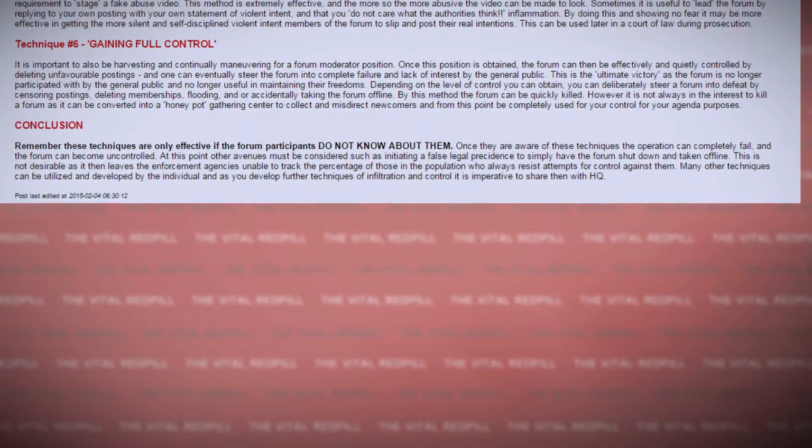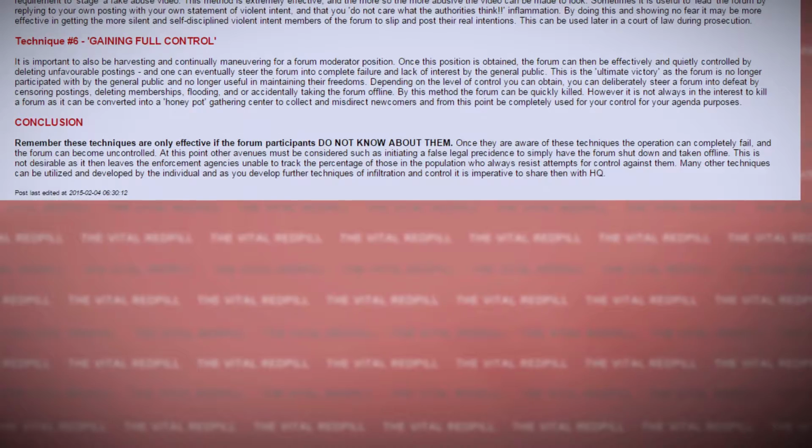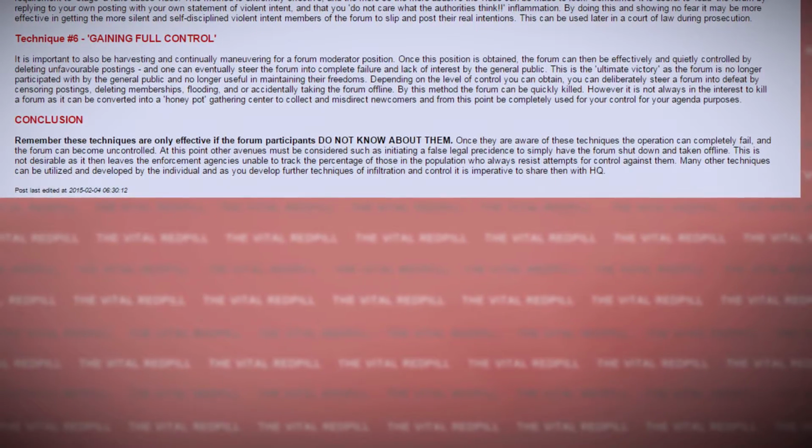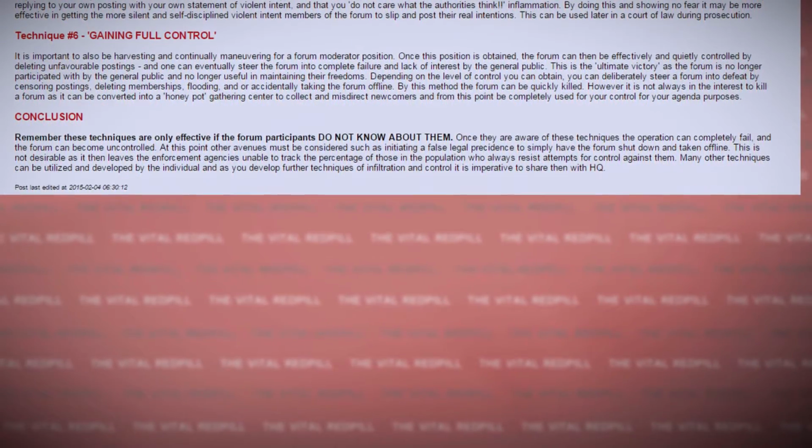Many other techniques can be utilized and developed by the individual, and as you develop further techniques of infiltration and control, it is imperative to share them with HQ.